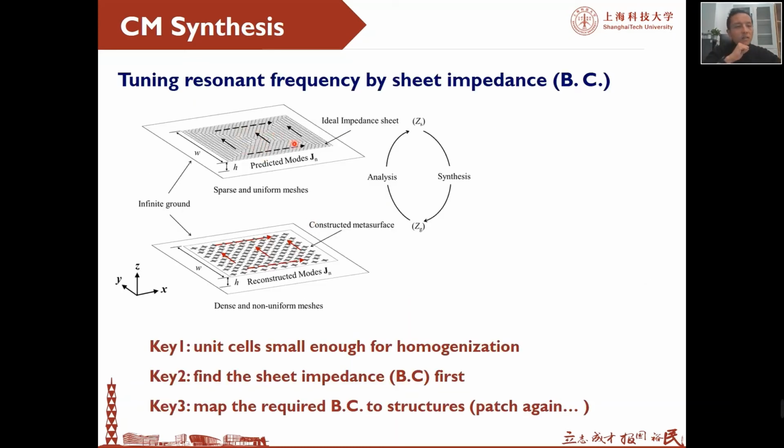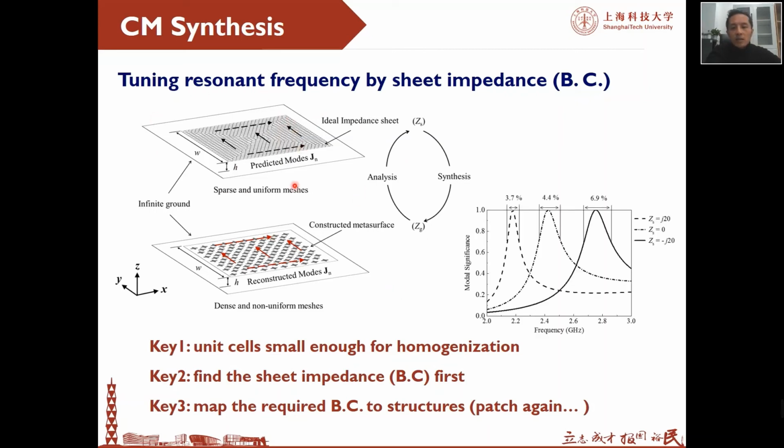So we have an ideal homogeneous sheet here, and then we can optimize only the sheet impedance to place a mode at a certain frequency. With this impedance, which is only one number, we can then optimize one unit cell to achieve that sheet impedance. In this way, we think that the modes should be able to recover. That means the modes of the realistic structures should be similar to the modes of the original ideal impedance sheet.